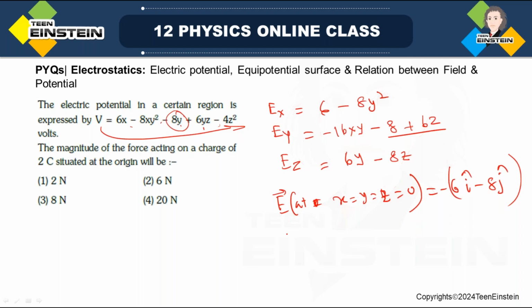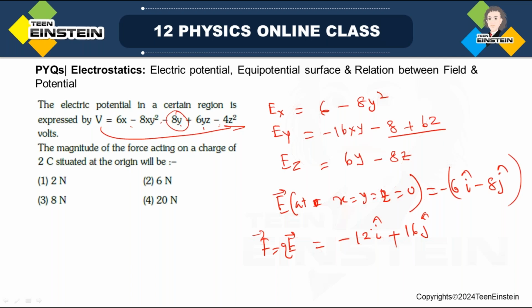So I know this is 25. I have to find out force. I have to write Q into E. So Q into E, Q is 2. So here it is 12 i cap, and this is plus 16 j cap.